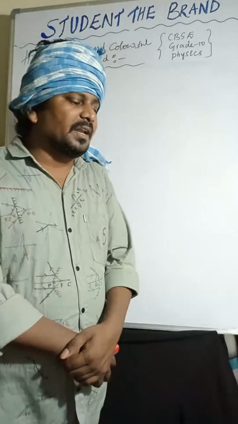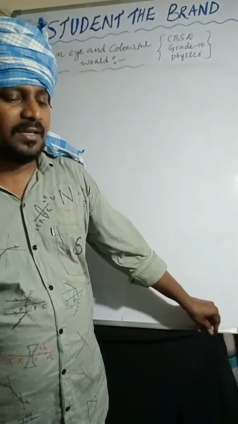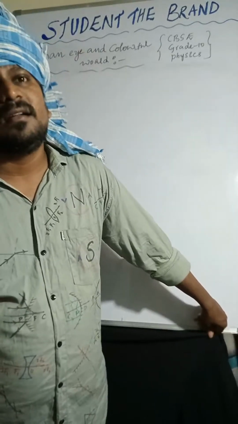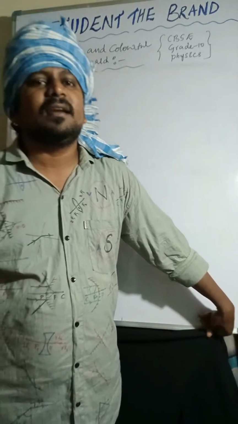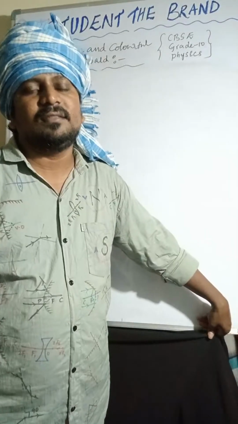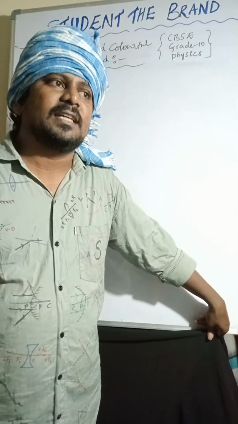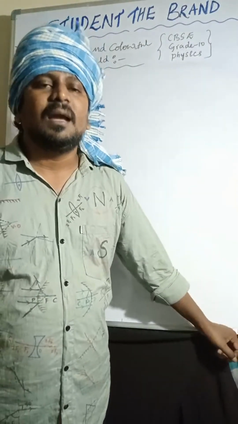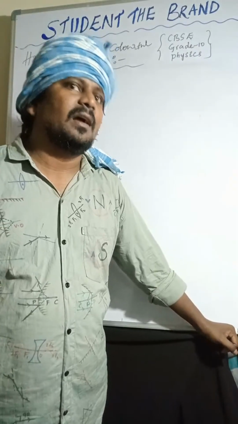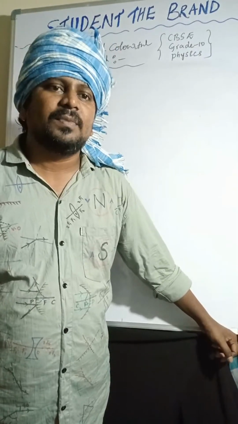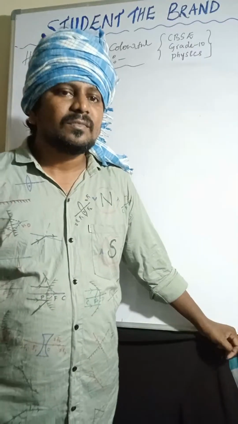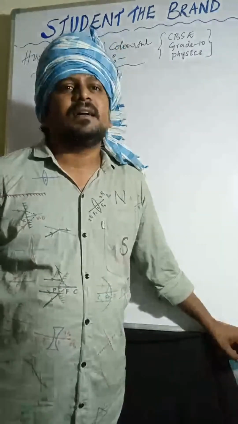And coming to refractive defects, there are three refractive defects: myopia, hypermetropia, and presbyopia. So what is myopia?